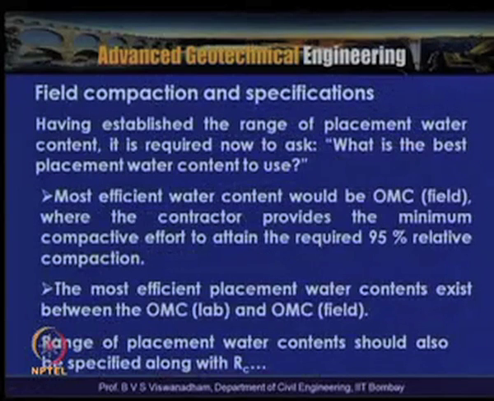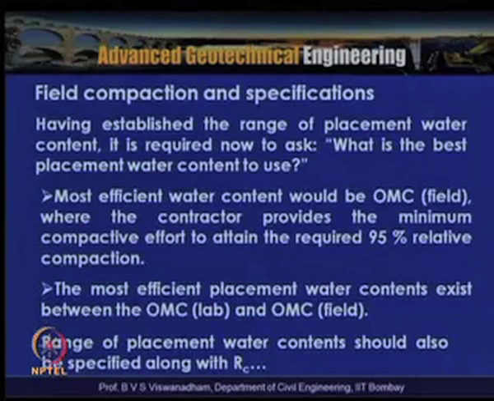When we discuss field compaction and specifications, having established the range of the placement water content, we need to ask what the best placement water content to use is. The most efficient water content is the OMC where the contractor provides the maximum compaction effort to attain the required 95% relative compaction. The most efficient placement water contents exist between OMC laboratory and OMC field. The range of placement water content should also be specified along with the relative compaction. When the borrow material has been identified and characterized in the laboratory, specifying both ensures proper compaction at the site.